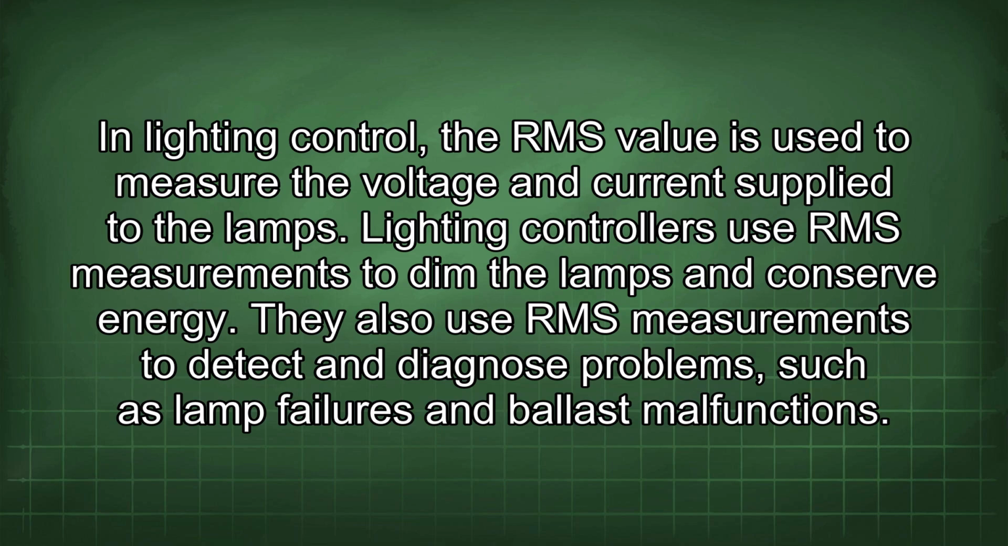In lighting control, the RMS value is used to measure the voltage and current supplied to the lamp. Lighting controllers use RMS measurements to dim the lamps and conserve energy.